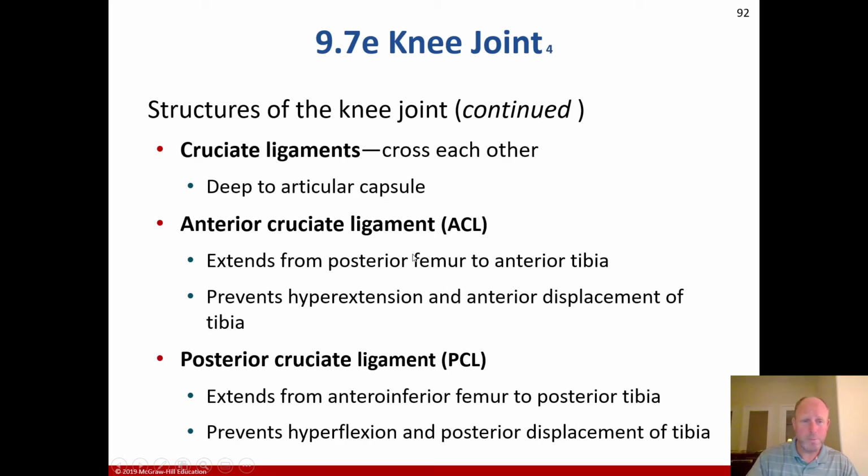if all else fails. Cruciate ligaments, they're deep to the articular capsule. The anterior cruciate ligament extends from the posterior femur to the anterior tibia. It prevents hyperextension and anterior displacement of the tibia. The posterior cruciate ligament extends from the anterior-inferior femur to the posterior tibia. It prevents hyperflexion and posterior displacement of the tibia. Okay. The ACL helps keep you from going into hyperextension, the knee straightening too much. And the posterior cruciate ligament prevents you getting too much flexion going behind you, bringing that lower leg behind you, getting too much motion there.